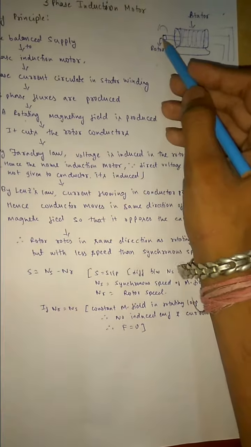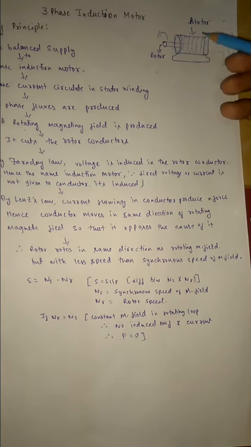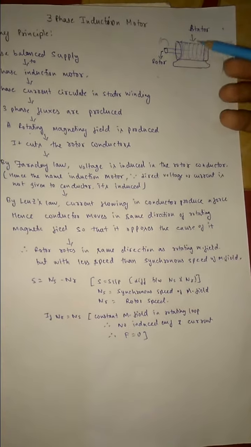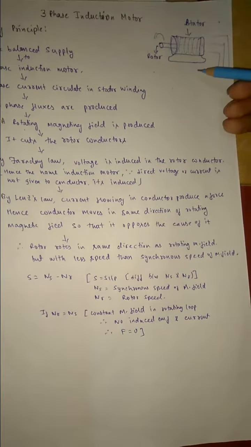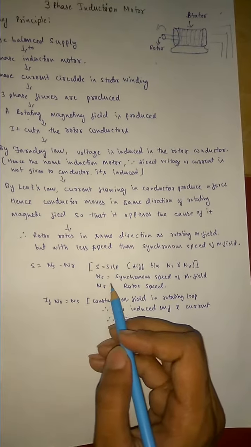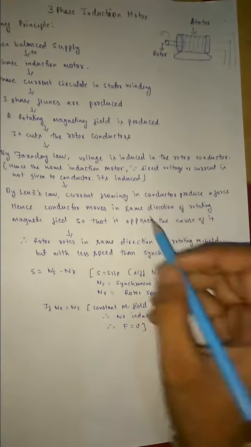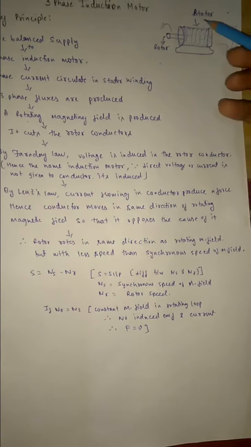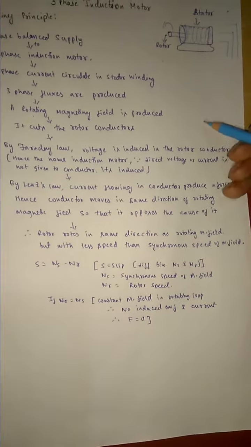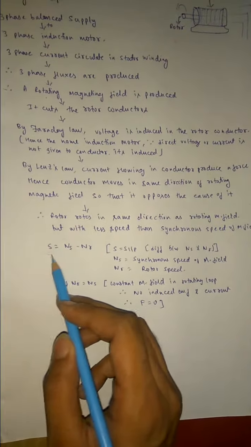But this rotor speed is always less than the synchronous speed. Now what is synchronous speed? The synchronous speed is the speed of that rotating magnetic field produced inside this stator. Now the speed of the rotor is known as rotor speed. Ns is the synchronous speed of the magnetic field, and Nr is the rotor speed. Now this rotation of the rotor is always less than that of the rotating magnetic field inside this stator. The difference between these speeds is known as slip.